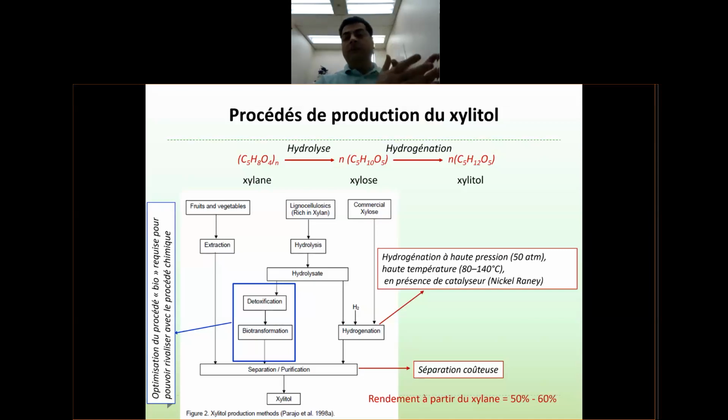You have a competitor, for example, in oil and gas. You need to make sure that your process is competing with the process that already exists. By the way, it is really possible to make xylitol from xylene, and usually the efficiency, I mean the yield, is 50% to 60%. So that's really interesting. By the way, this is just one example to make xylitol.